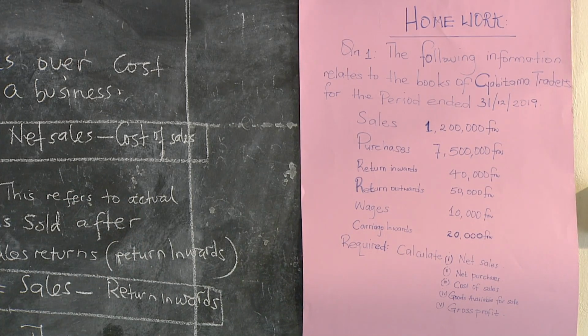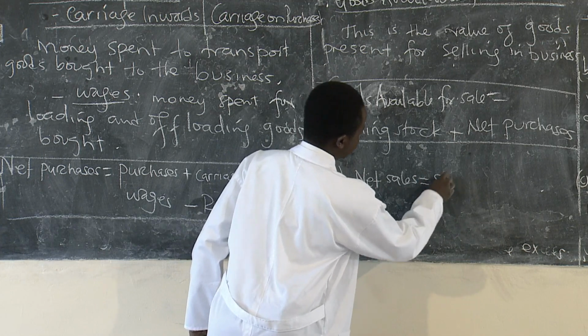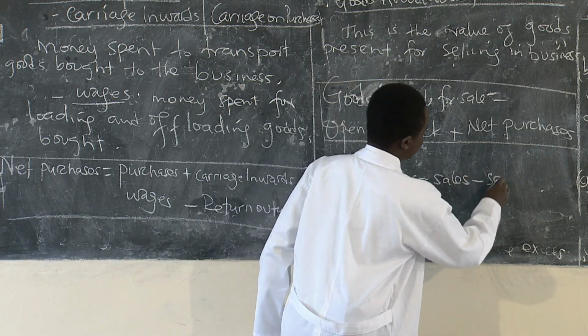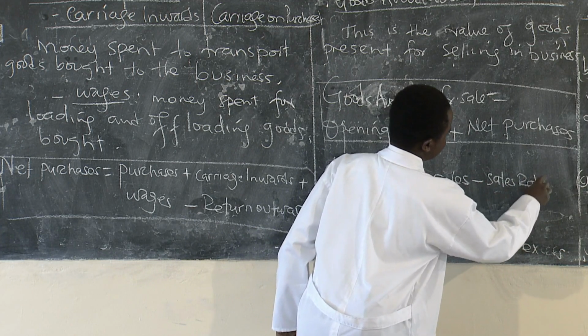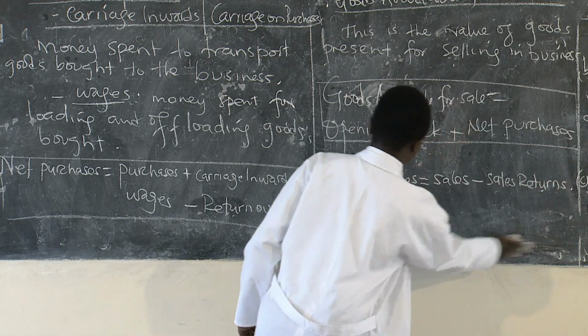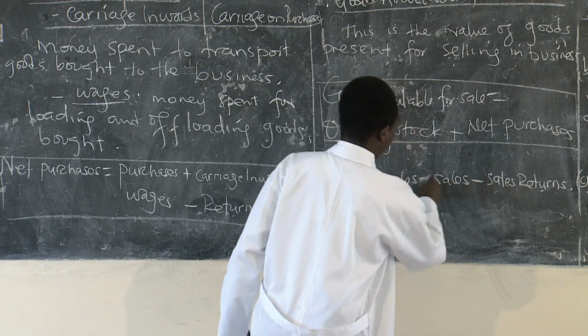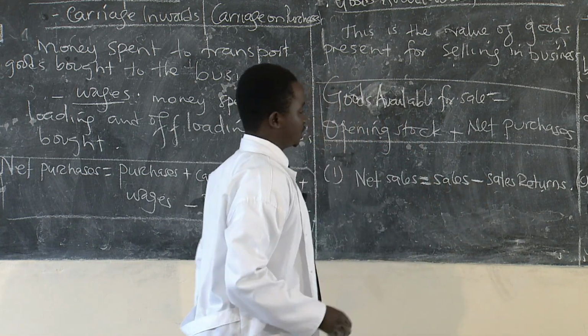So, on our homework, I want us to do Roman 1. What do I want here? I want you to state the formula, substitute, and put the answer. That is how I want you to do your work. State the formula like this: net sales is equal to sales minus sales returns. This is the first thing I want to see.